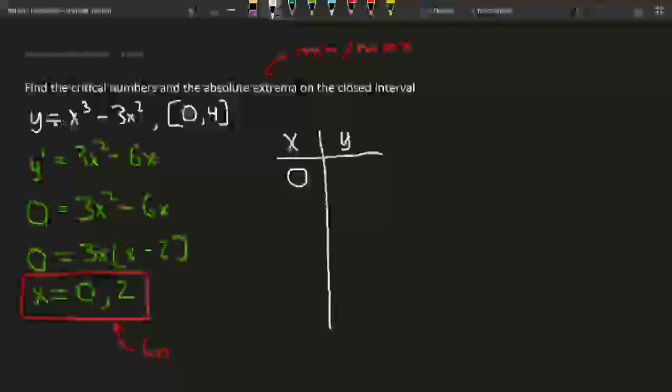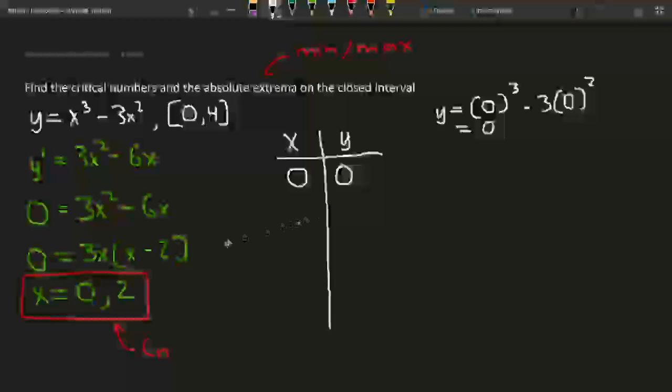So we plug this back into here. So let's do that to the side. Y equals 0 cubed minus 3 times 0 squared. And this is equal to 0. So we'll set it to 0.